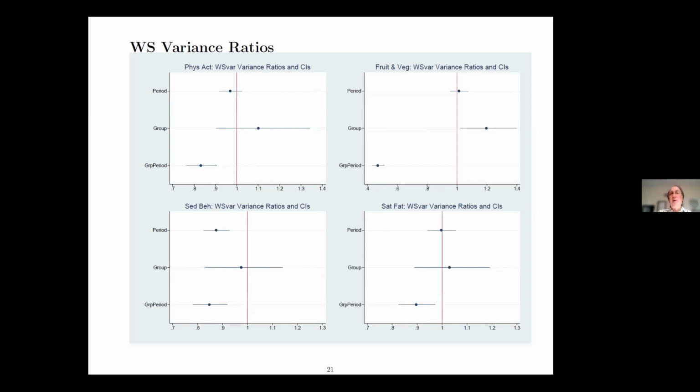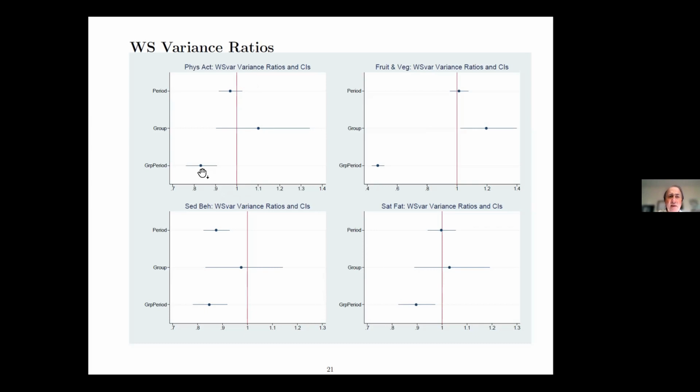Now, here are the results of the variance ratios for within subject variance. So these really are about consistency, erraticism in terms of physical activity, fruits and vegetables, sedentary, and sat fat. So physical activity. Again, I've exponentiated, so if it crosses 1, it's not significant.